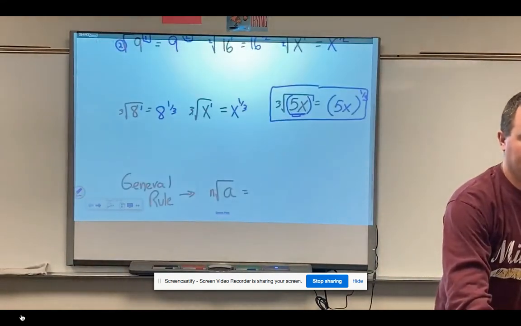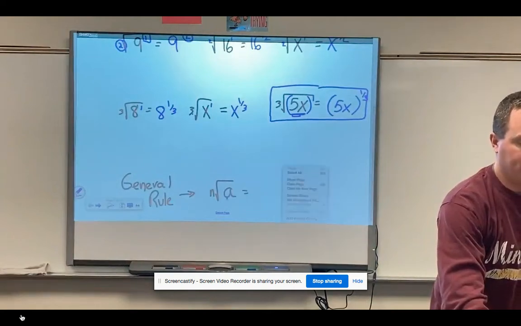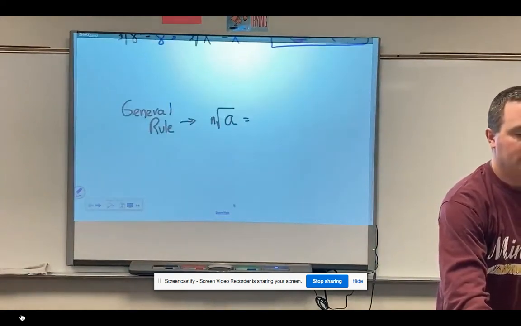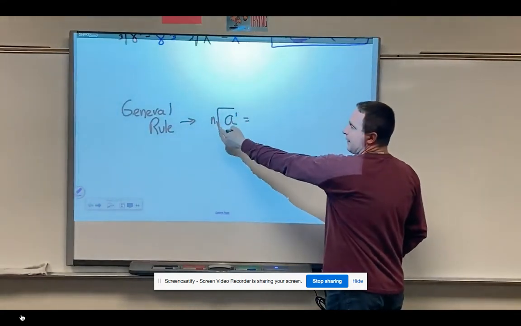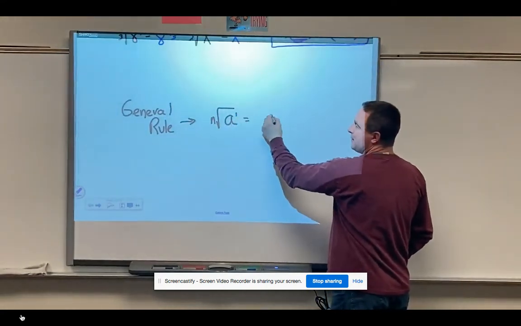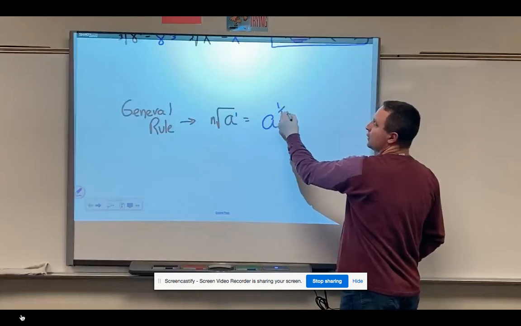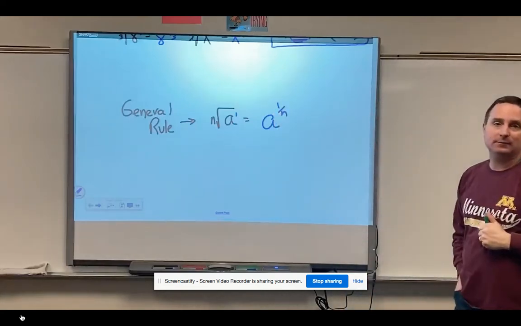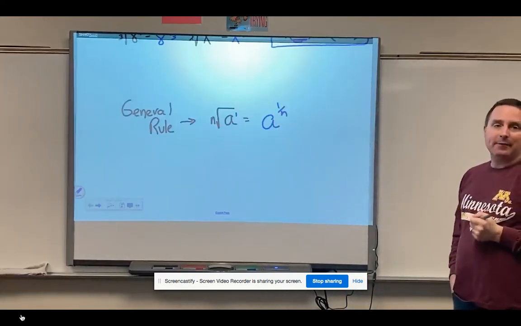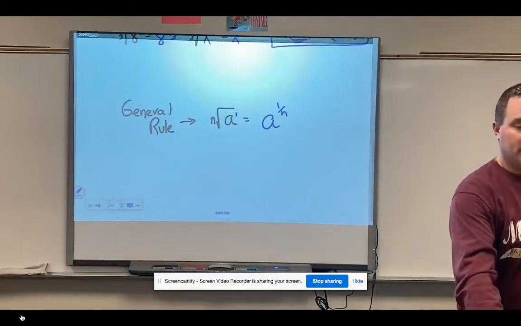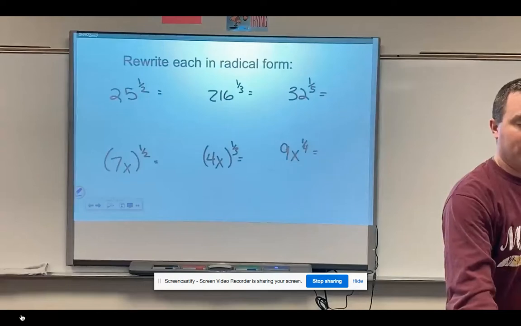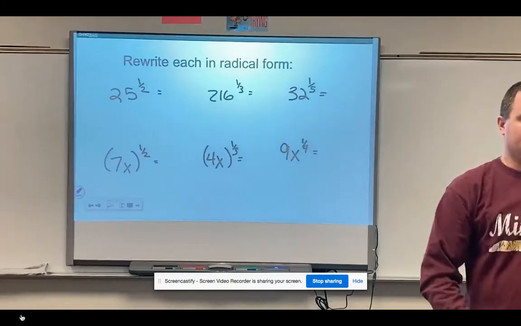Now, way down here at the bottom, I have a general rule for converting to exponential form. If I have the nth root of some number a, it becomes a to the 1/n power. And there we have it. The first thing we're going to encounter down the road is that we're going to have to convert into exponential form.